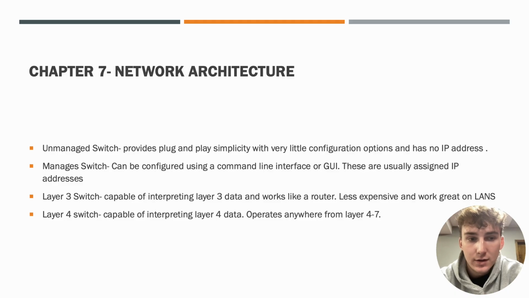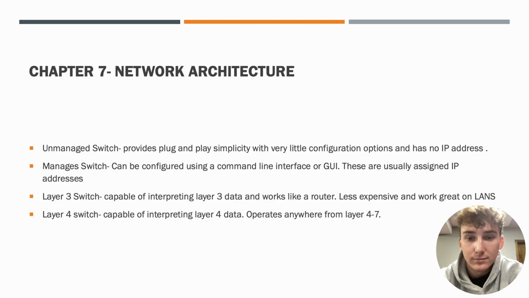And then there's layer 3 switches and layer 4 switches. The layer 3 switches are capable of interpreting layer 3 data, and this works like a router. This option is less expensive, and they work great for local area networks. Layer 4 switches, these are capable of interpreting layer 4 data, and these can operate anywhere from layer 4 to layer 7.